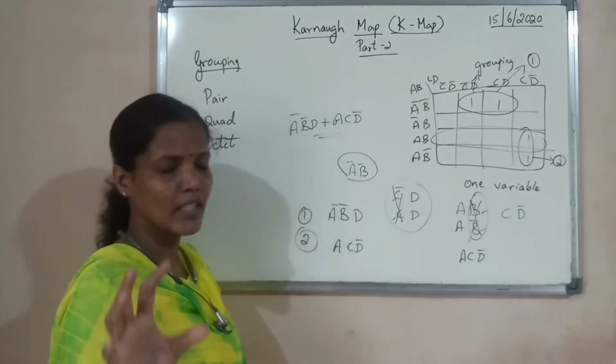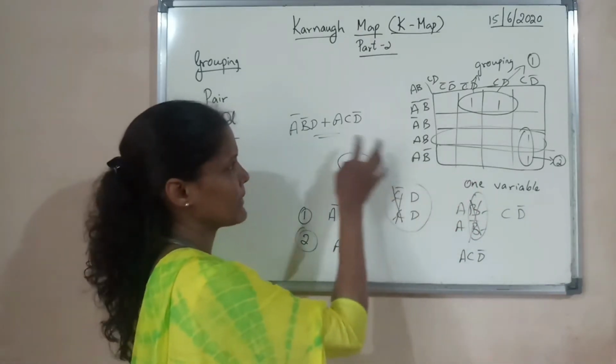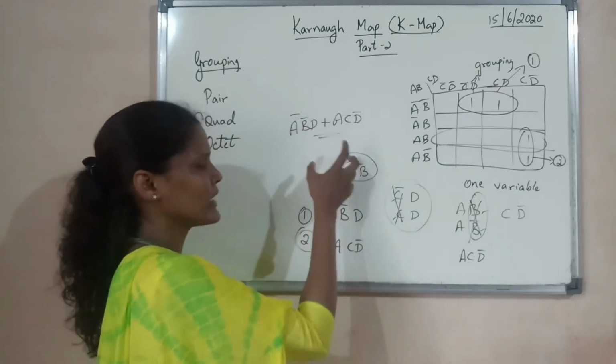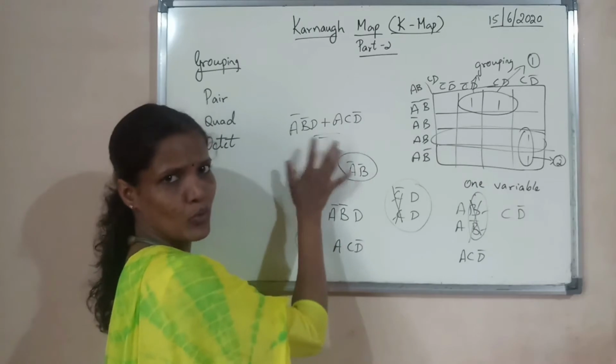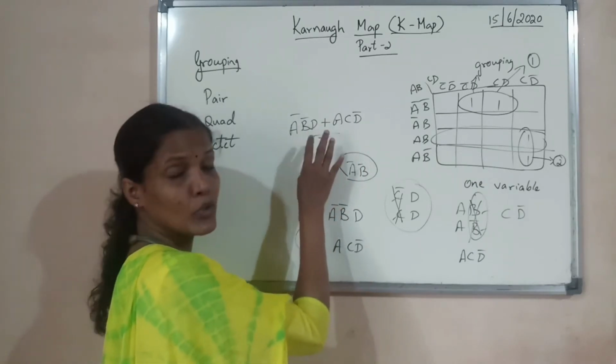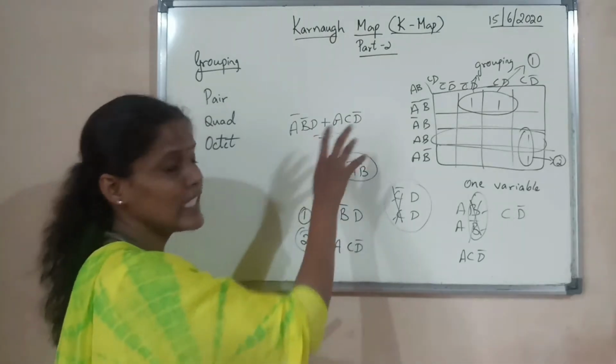They give expressions with four terms like this. When we simplify that with the help of K-map, I'll come up with an equation which contains only two variables, only two terms, where one of the variables will be eliminated in each of the terms.